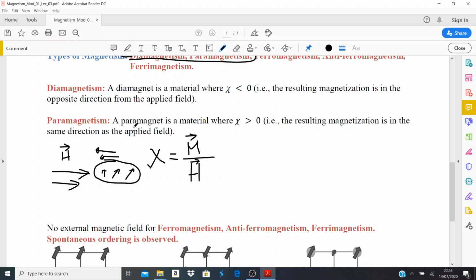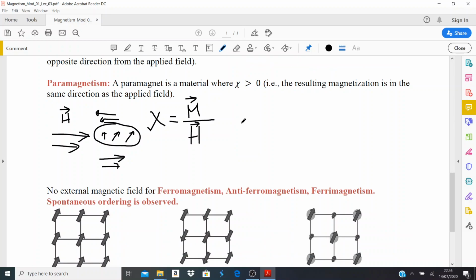Now, for paramagnetic behavior, chi is greater than 0. It means the magnetization inside the solid and the applied field are in phase. So the moments inside the solid will try to align with the external magnetic field. Those materials are called paramagnets. So the diamagnet and paramagnet require an external probing field, right, for their definitions.